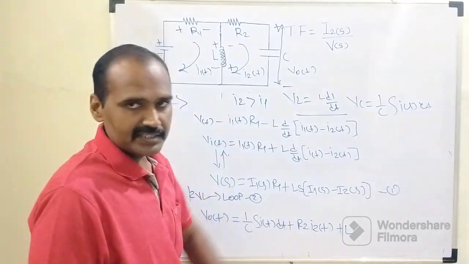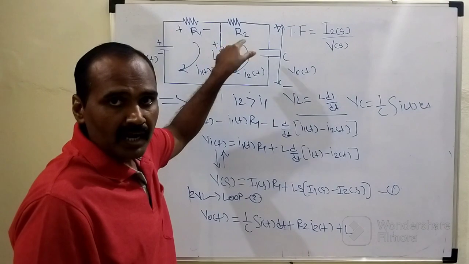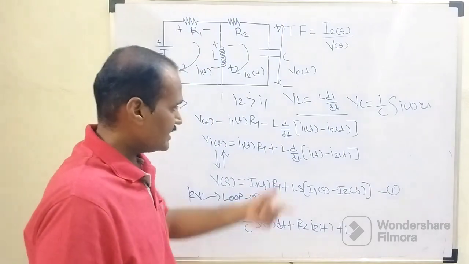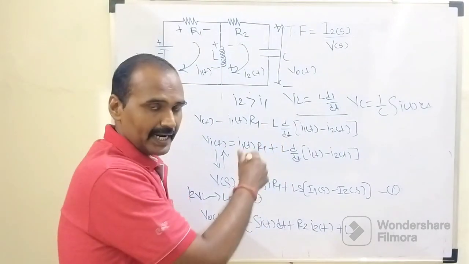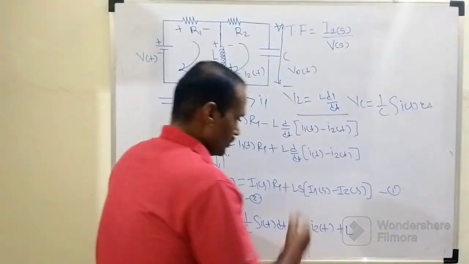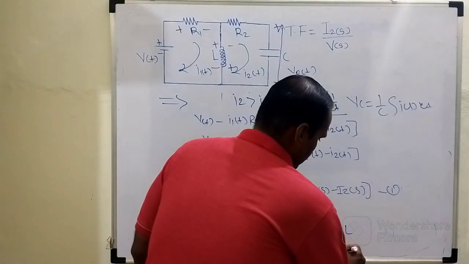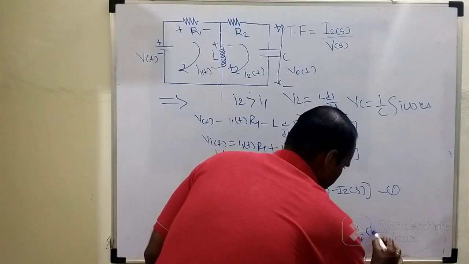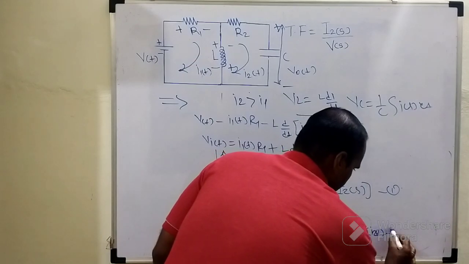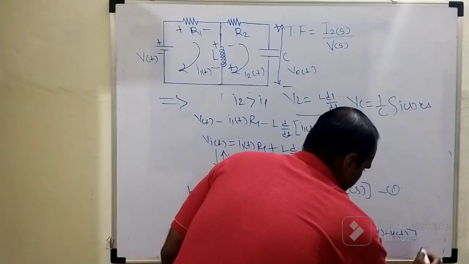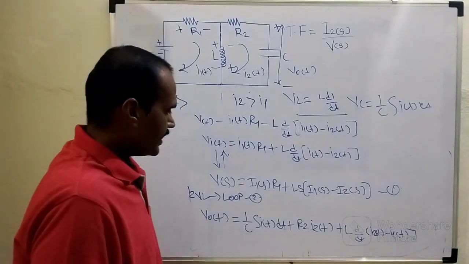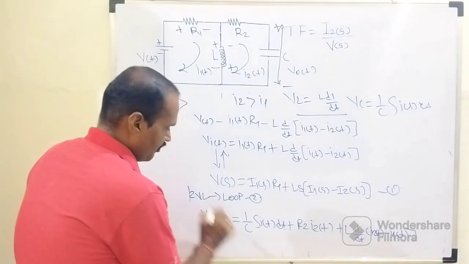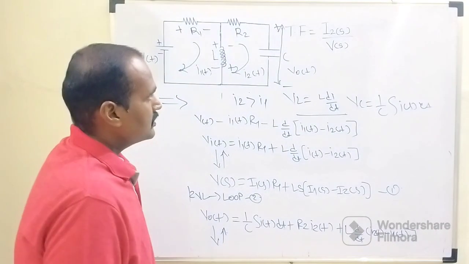But as far as this I is concerned, which current flows through this inductor? I2 and I1, and their directions are opposite to each other. That's why we need to consider the negative sign, just similar to the way in which we had applied Kirchhoff voltage law to loop number 1. So it will become plus L into d by dt followed by I2 of t minus I1 of t. This is nothing but the time domain expression.